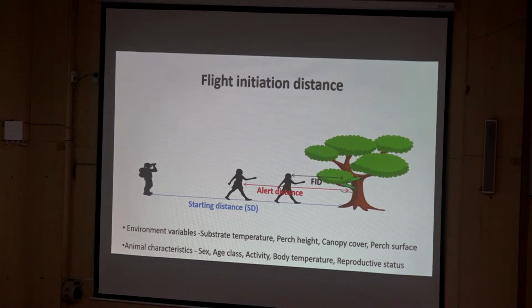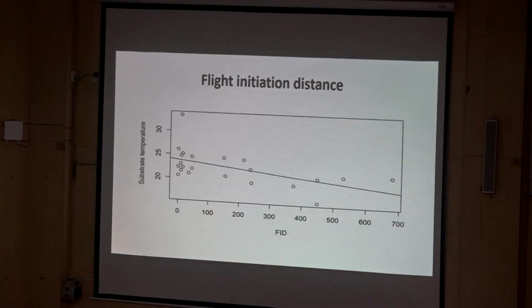We did not find any significant difference in flight initiation distance between the habitats, but we found that the flight initiation distance is negatively correlated with the substrate temperature. This is because when substrate temperature increases, the lizard becomes more active and the speed at which the lizard can flee increases. Thus, flight initiation distance will decrease, and vice versa.